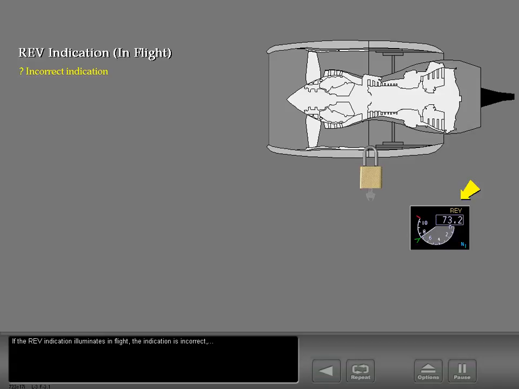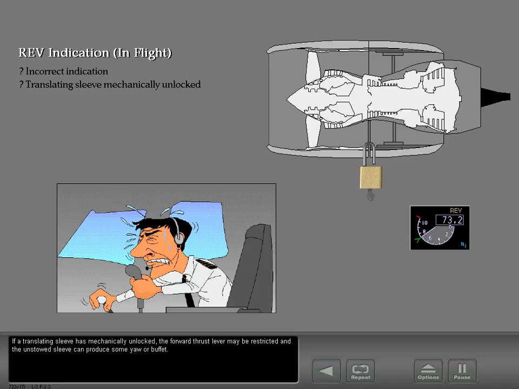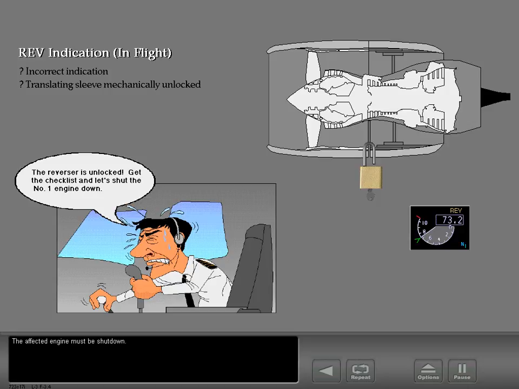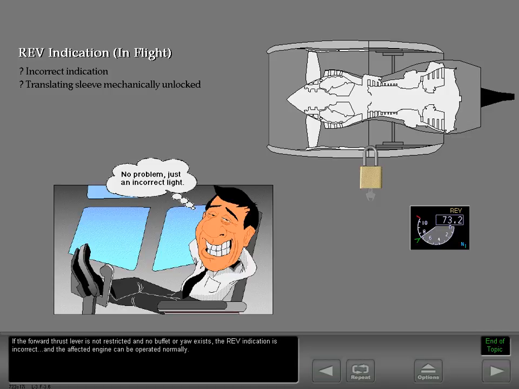If the reverser indication illuminates in flight, the indication is incorrect, or a translating sleeve is mechanically unlocked. If a translating sleeve has mechanically unlocked, the forward thrust lever may be restricted and the unstowed sleeve can produce some yaw or buffet. The affected engine must be shut down. If the forward thrust lever is not restricted and no buffet or yaw exists, the reverser indication is incorrect and the affected engine can be operated normally.